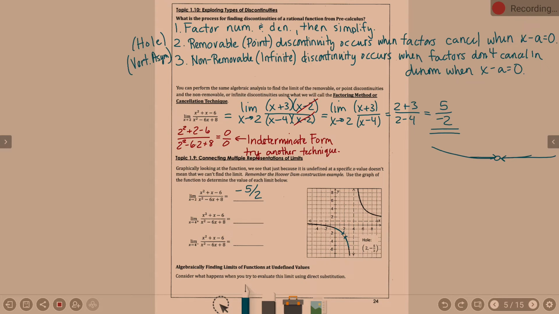Okay. What about the same graph? Limit as x approaches 4. What does that plus sign mean? From the right. Infinity? Agree? Okay. What about the next one? Negative. Agreed.